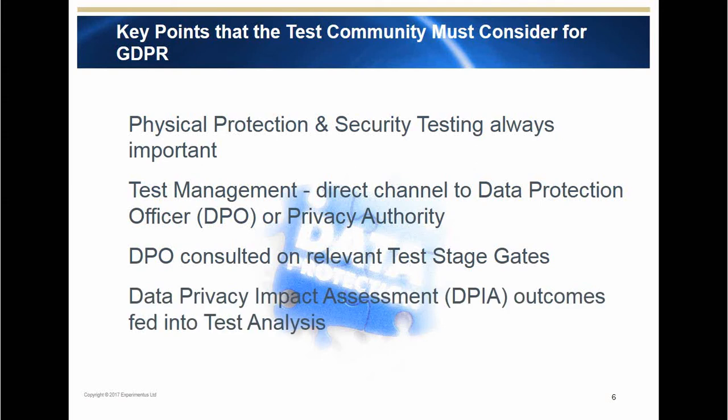Data privacy impact assessments, DPIA, or a GDPR mandate, and the outcomes should become a natural aspect of test analysis. Even if DPIA is conducted as it should be during requirements definition, then test analysis and design must aim to validate this.